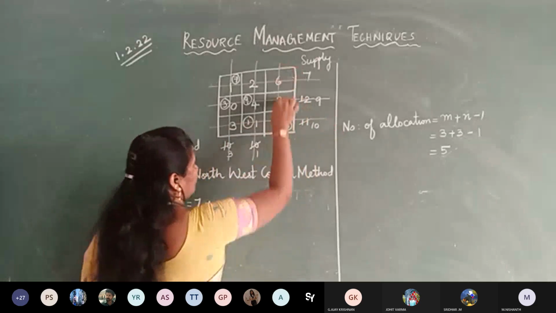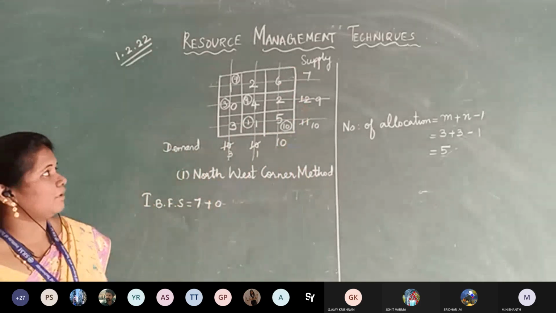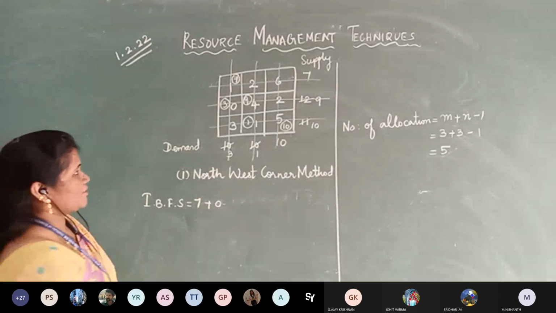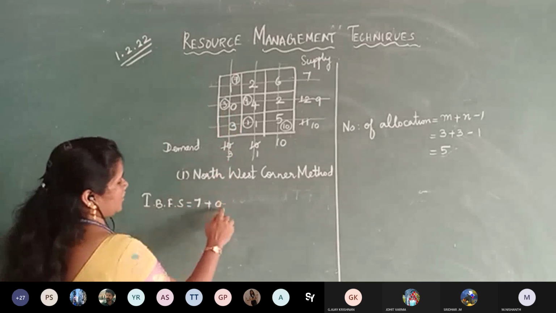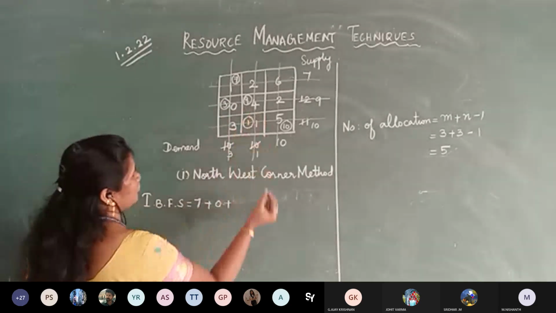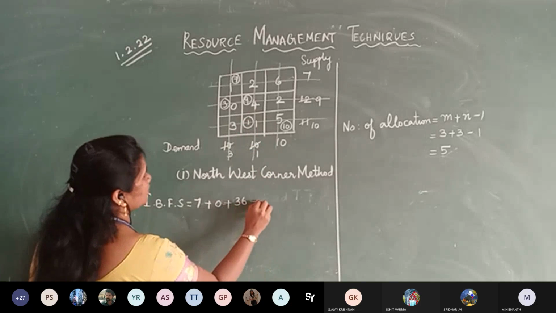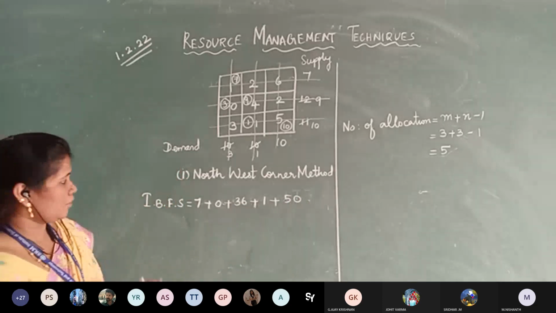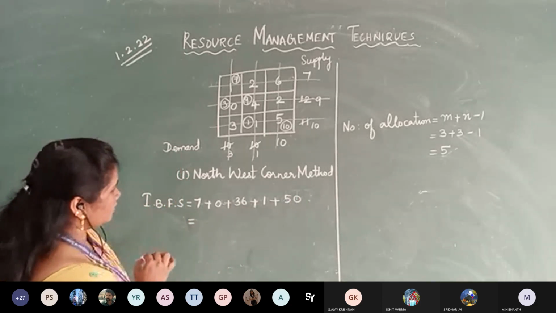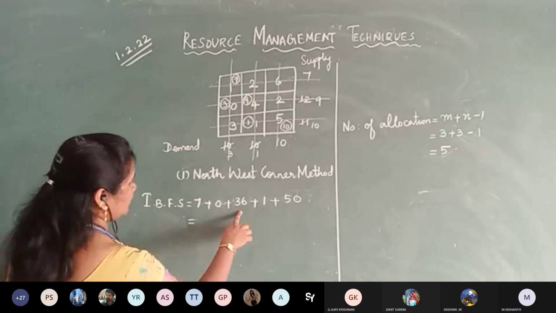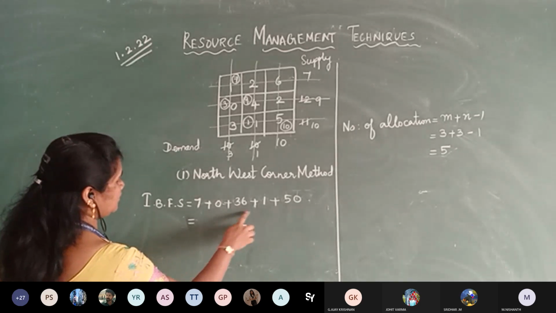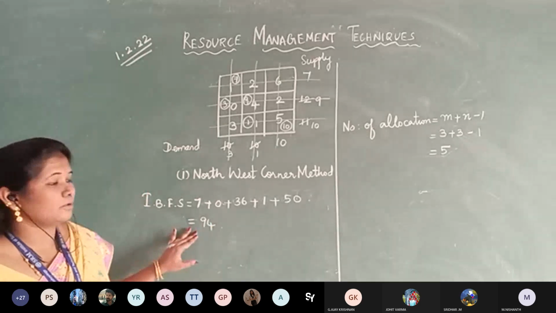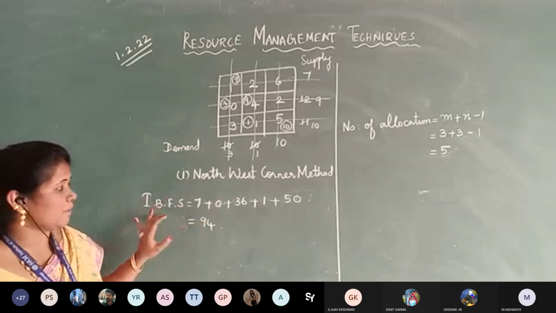So you can cross over here and also here. All the values are crossed over. Understood? So from here, 0 into 3 will become 0, and then 9 into 4, 36. Plus 1 into 1 is 1. Plus 50. Then you will add it. What do you get? 36, 94. So this is the value you get for your northwest corner method, your initial basic feasible solution.